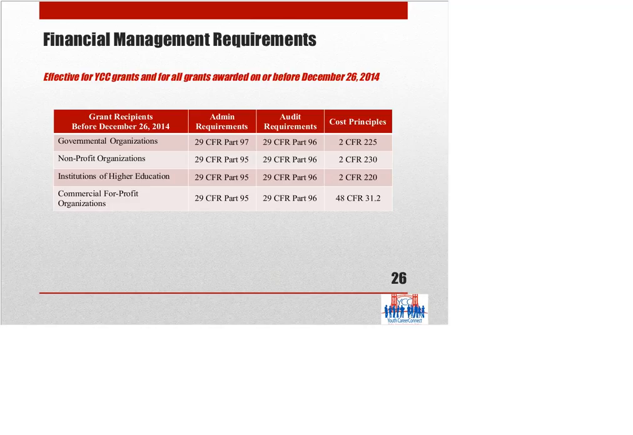Here is a quick chart for all of the grantees that were awarded funds before December 26th. These are where you can find the requirements governing cost principles and cost allocation, as well as audit requirements and administrative requirements that would touch upon financial systems such as your procurement systems and financial reporting. Next slide, please.